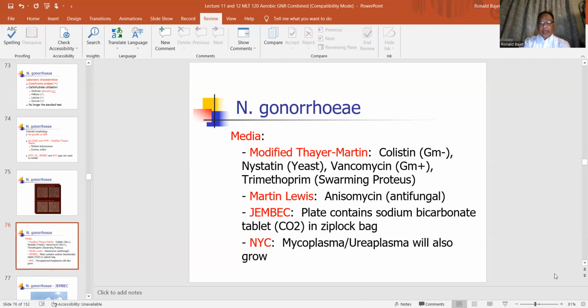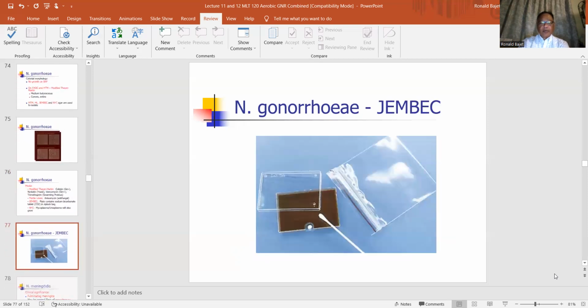Martin-Lewis media has an antifungal, so yeast will not grow on that media. Gembec contains a sodium bicarbonate pill, and that creates a CO2 condition. And on NYC agar, Mycoplasma and Ureaplasma will also grow, but it's still selective for Neisseria gonorrhoeae.